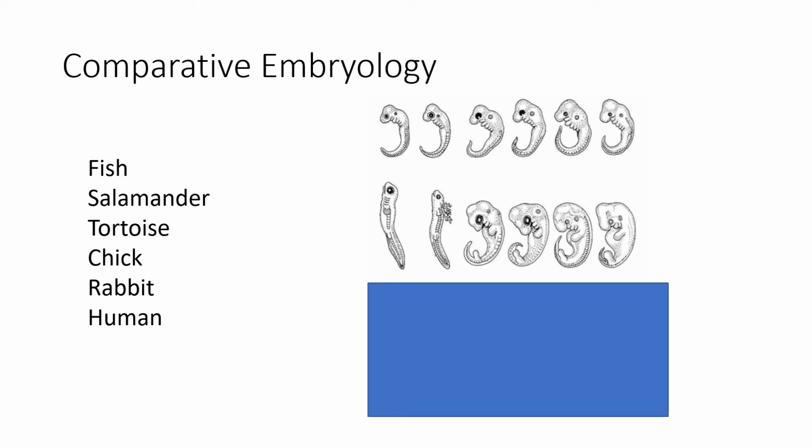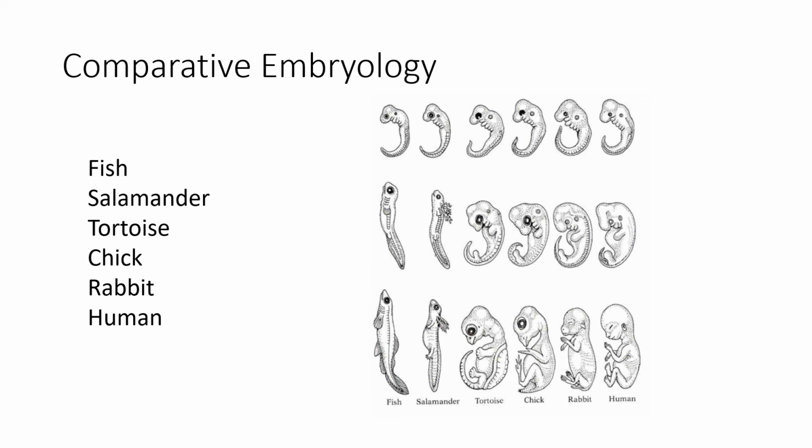By the time you get further in development, you can actually tell what these organisms are going to be, and they were in the order up here. They were in the same order: fish, salamander, tortoise, chick, rabbit, and human. But by comparing embryology, comparing developmental stages, you can see how closely related organisms are.